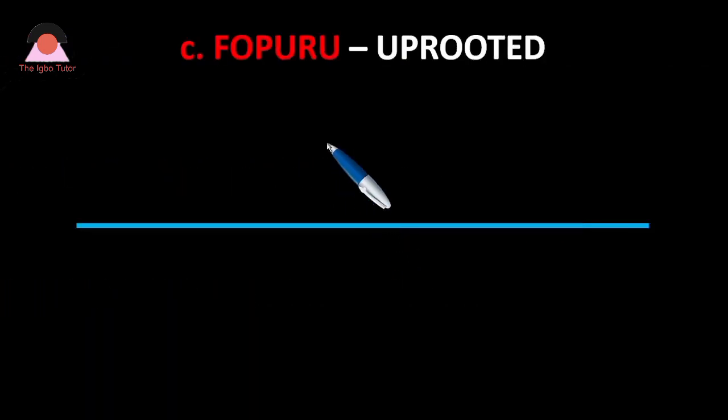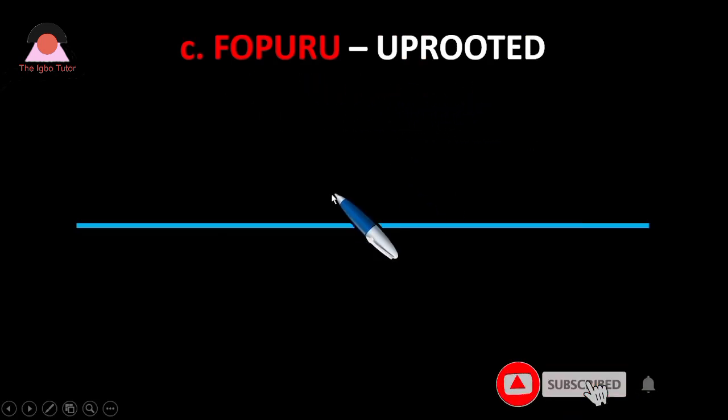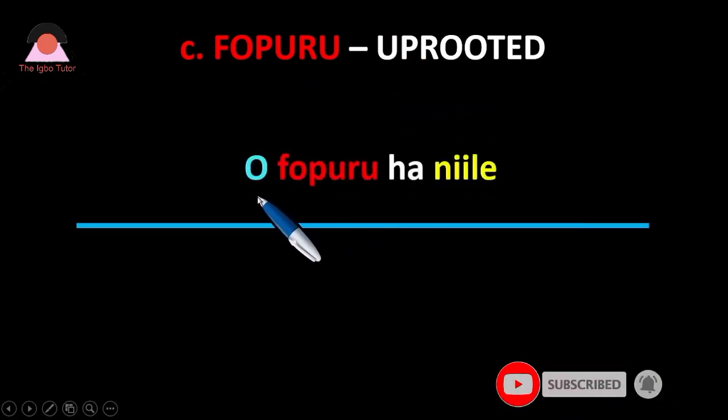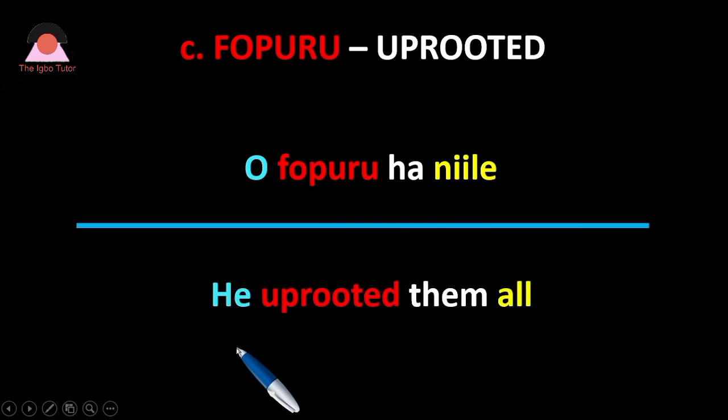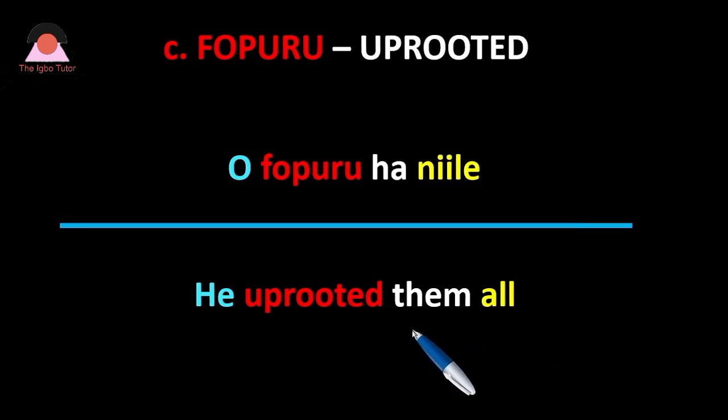Let's go to fopuru, past tense, uprooted. A simple sentence: O fopuru ha niile. What does this mean? He uprooted them all, or all of them. Okay, that's it. O fopuru ha niile. He uprooted them all.